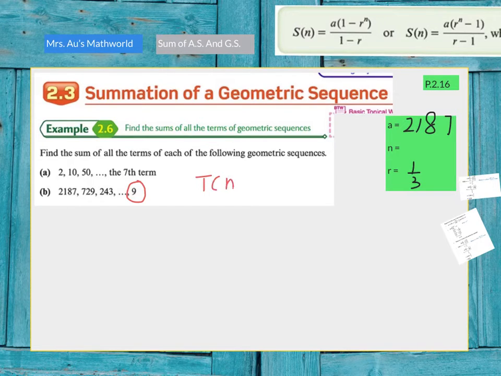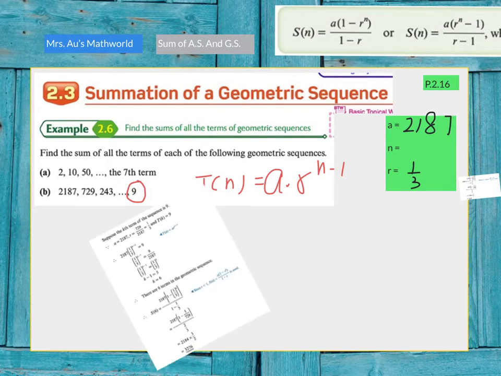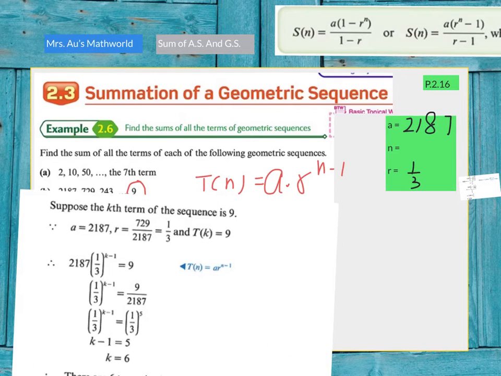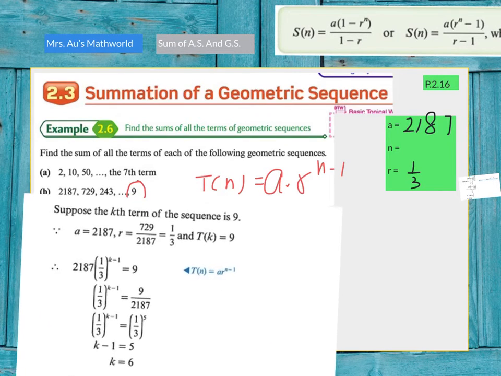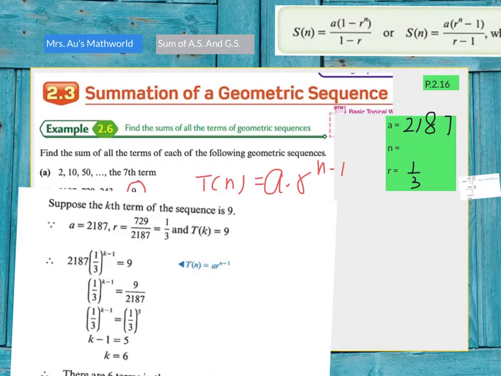The general term for a geometric sequence will be a times r to the power n minus 1. Okay, so in this one, the power is n minus 1. Please don't mix it up with the sum of sequence. Okay, then we can start to do the steps to find the value of n.